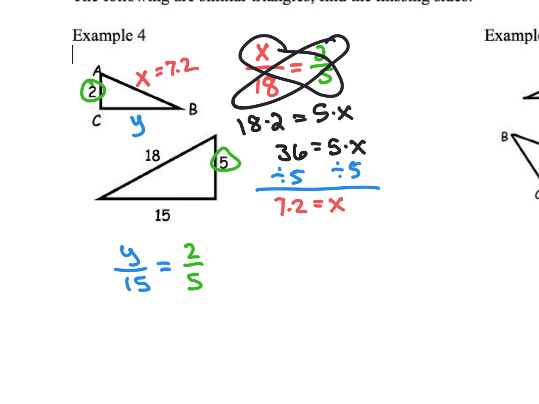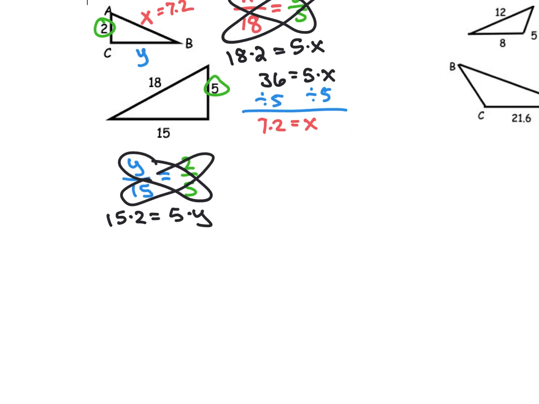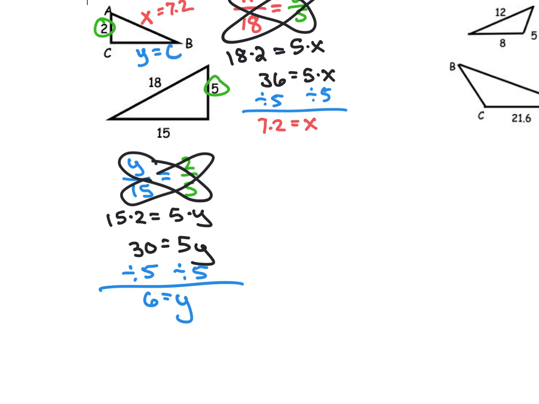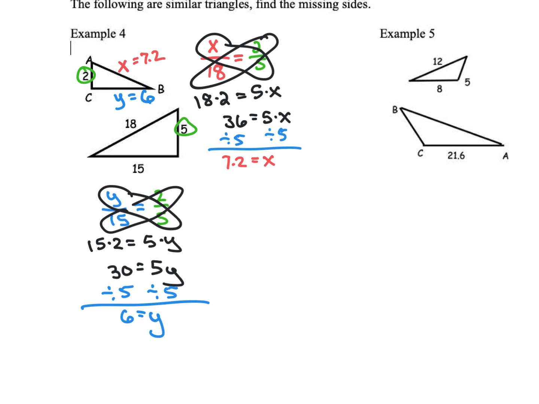So again, we're going to cross multiply and divide. So I have 15 times 2, 5 times y. So 15 times 2 is 30. Then we have 5y. We are going to divide by 5 on both sides. So then 30 divided by 5 is 6. So then my y is going to equal 6. So notice how we are able to use the proportional fraction equation to find the missing sides in example number 4.